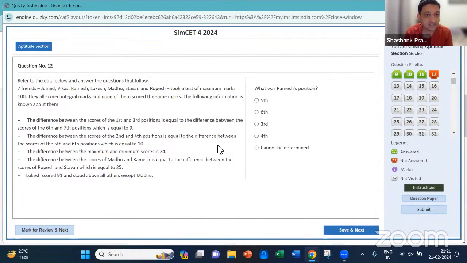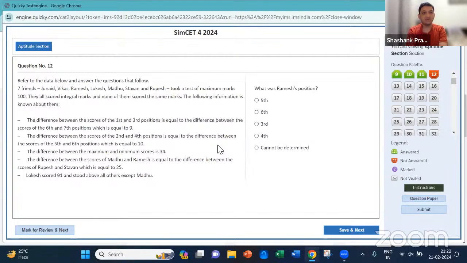Okay, integral marks, same marks. The difference between the third and first is the same as the difference between the sixth and the seventh, which is equal to 9. Second and fourth, fifth and sixth is equal to 10. Maximum and minimum is 34. Okay. Lokesh is 91. And above him, Madhu was there.